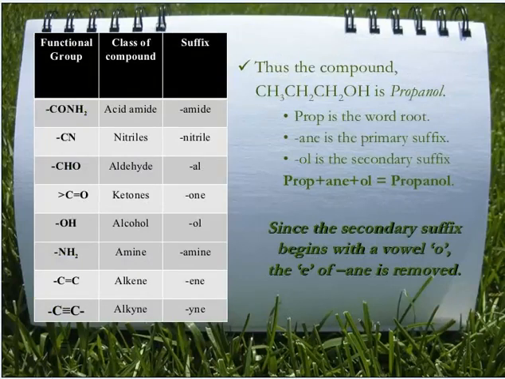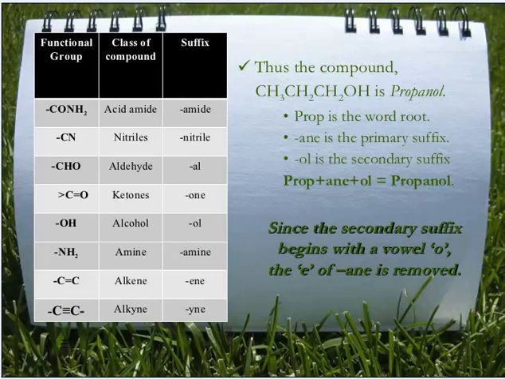If we look to the table, we will see functional group and the suffix. Acylamide CONH2, the suffix will be amide. Nitrile CN, the suffix will be nitrile. Aldehydes CHO, the suffix will be AL. Ketones CO, the suffix ONE. Alcohol OH, the suffix will be OL. Amine NH2, the suffix will be amine. Alkene C double bond C, the suffix will be ENE, and alkyne C triple bond C, the suffix will be YNE.